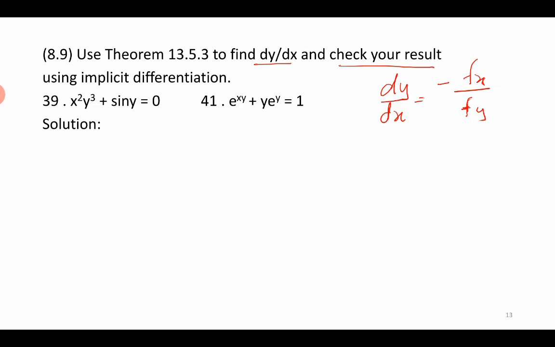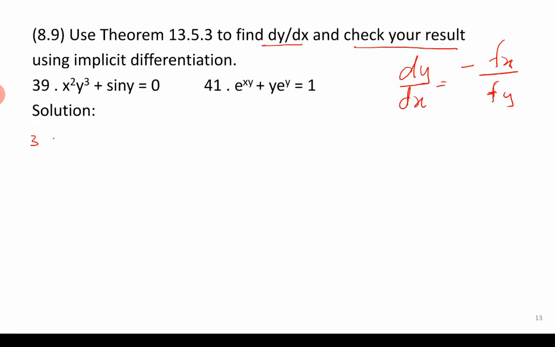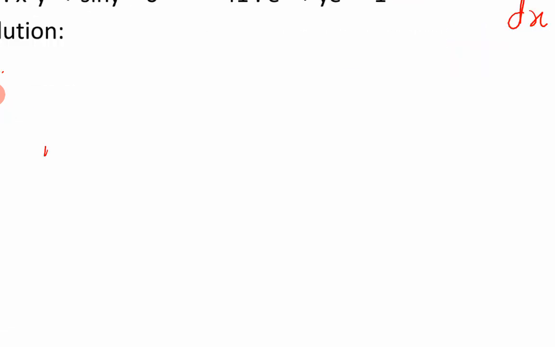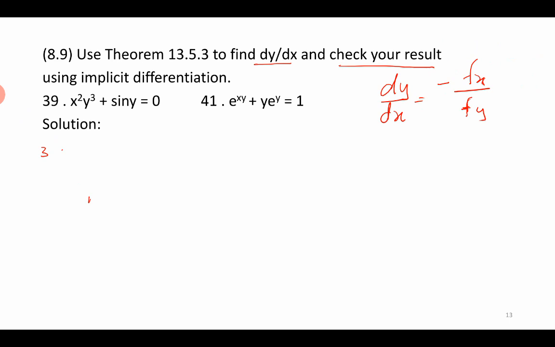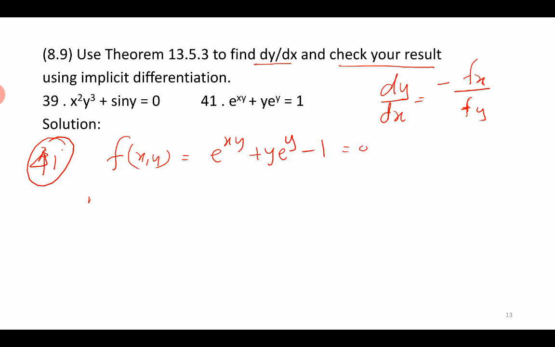Okay, let's find problem number 41. Problem number 41, isn't it? This function we will write f of x, y equals e raised to xy plus y times e raised to y minus 1, which is 0, right? So let this, the negative one or positive on the left side, make it a function of x, y.